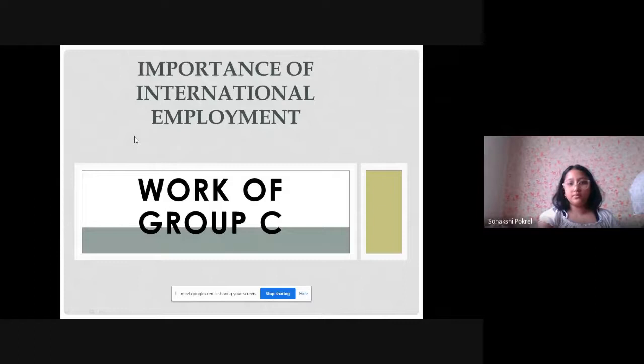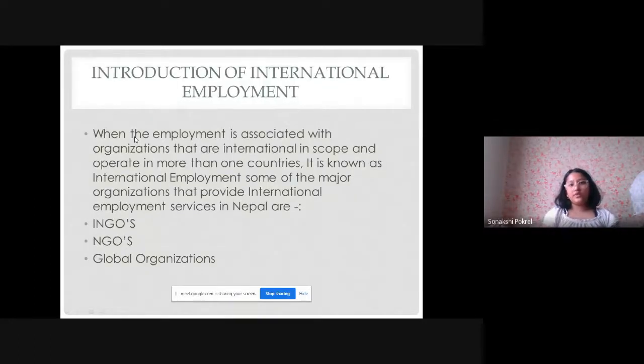Importance of international employment. Introduction of international employment. When the employment is associated with organizations that are international in scope and operate in more than one country, it is known as international employment. Some of the major organizations that provide international employment services in Nepal are INGOs, NGOs, and global organizations.